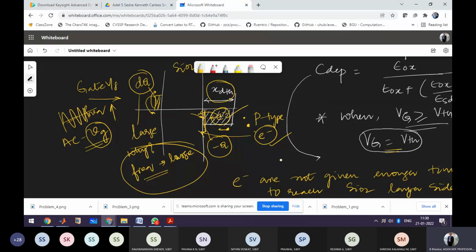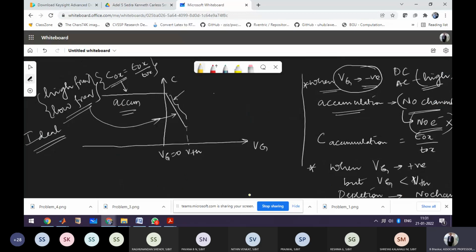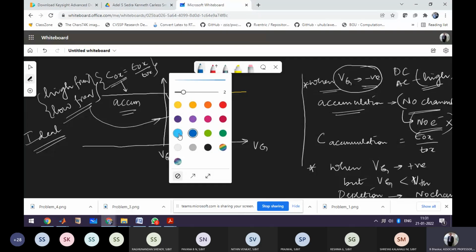So because of this reason, what happens to the capacitance value? Now I think you can give an answer to it. What will happen? How should I write? Remember earlier, the graph was like this. Now you tell me, how should I be writing the graph at higher frequency after Vg is equal to and greater than Vth? Can somebody complete this graph for me?